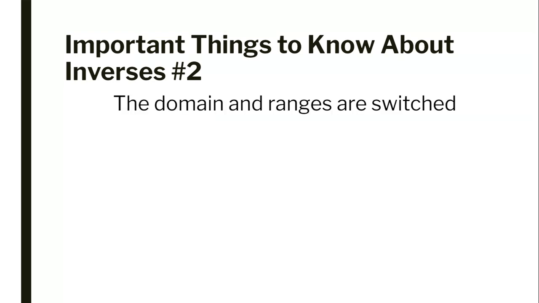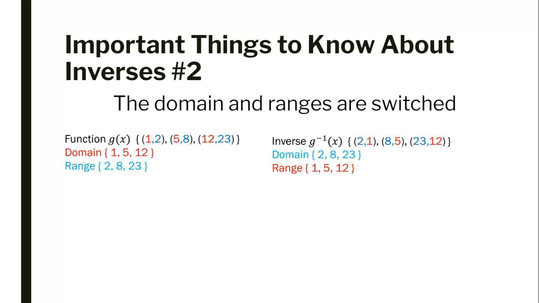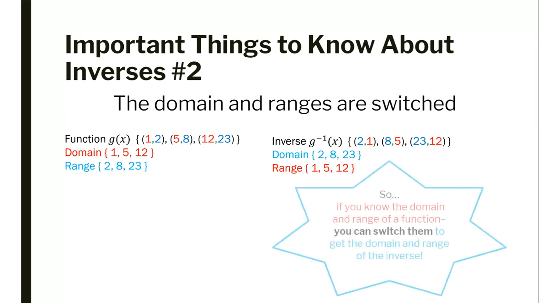Number 2, the domain and ranges are switched. Now, since I just told you that the x and y values are switched, and you know that domain is x values and range is y values, this should make total sense. That means if I know the domain and range of a function, I can know the domain and range of its inverse just by switching them. Here's an example here with coordinate pairs.